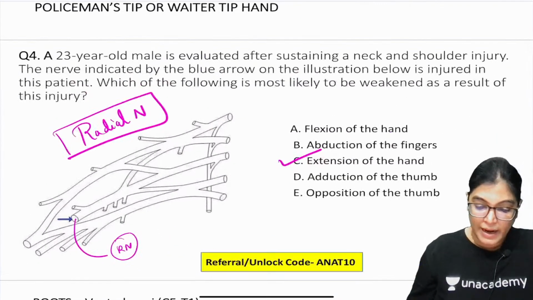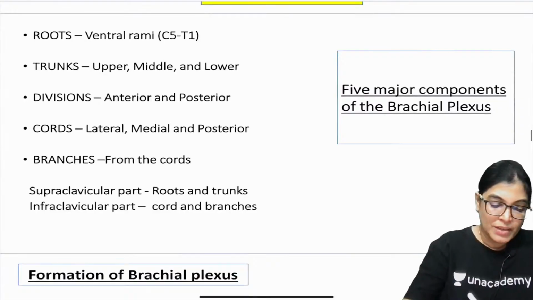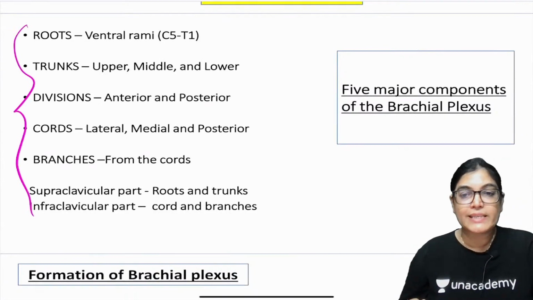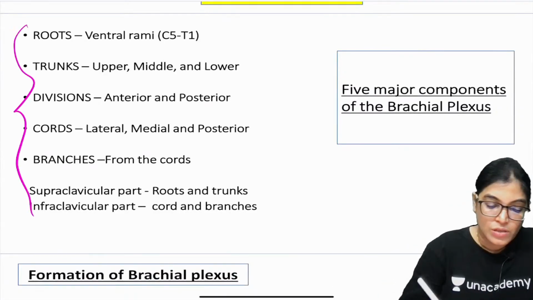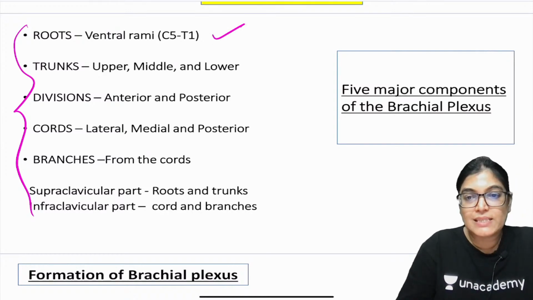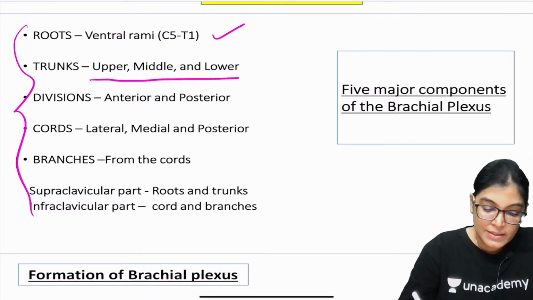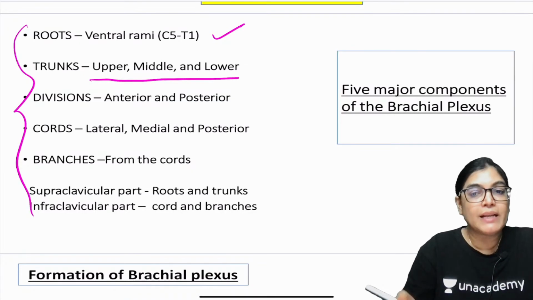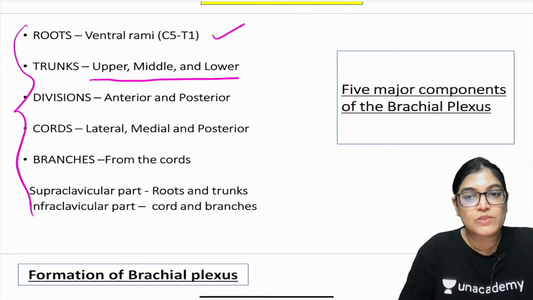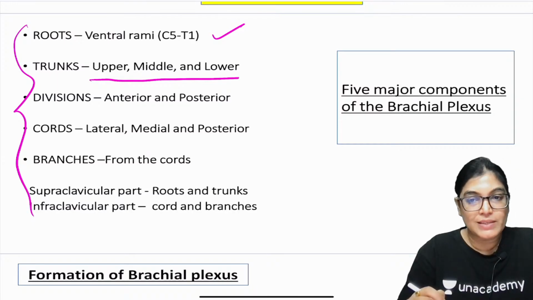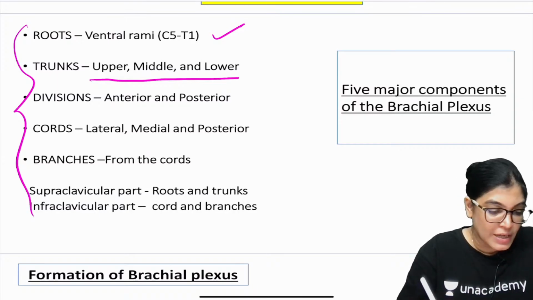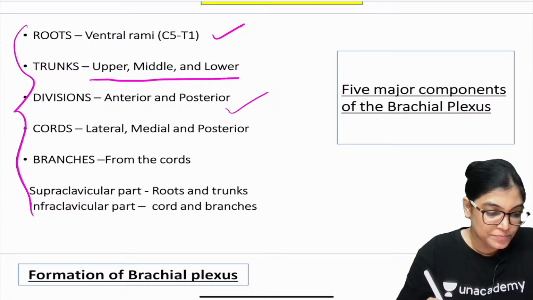Yes, absolutely right. Now my dear friends, it is important that you should know the whole details of the brachial plexus. You should know the roots. Roots are formed by C5, C6, C7, C8 and T1 ventral rami. How many trunks are there? There are 3 trunks: upper, middle and lower. C5 and C6 will join to form the upper trunk. C7 will form the middle, and the lower is formed by C8 and T1. Divisions are anterior and posterior.